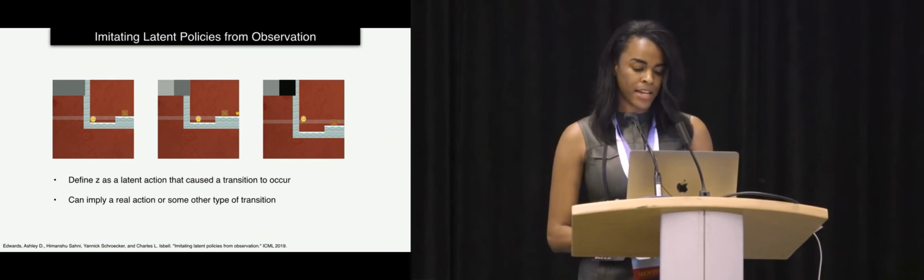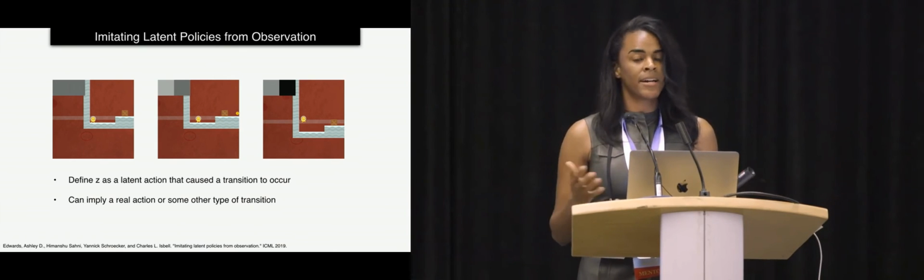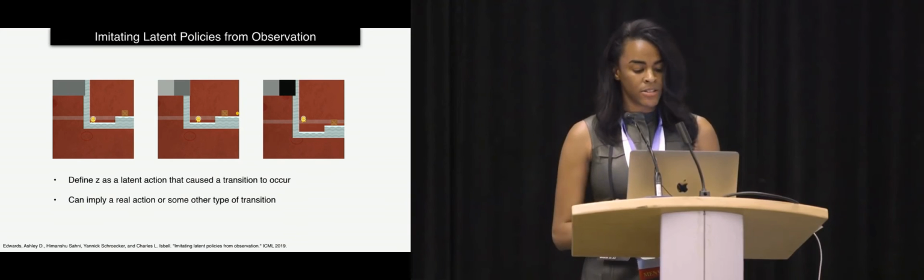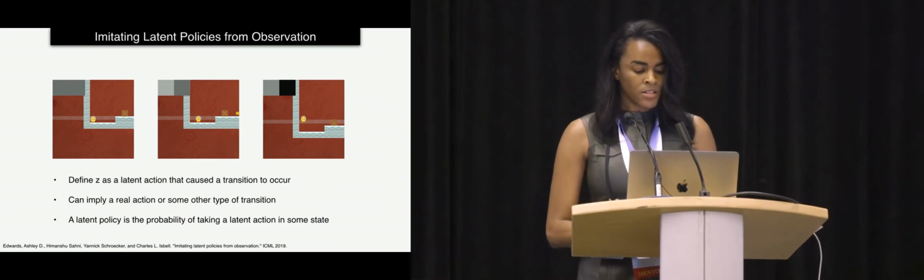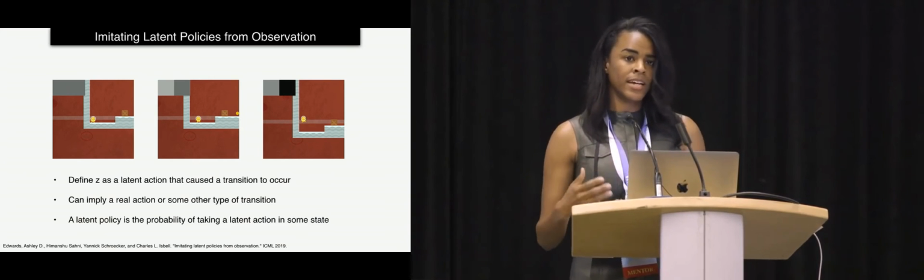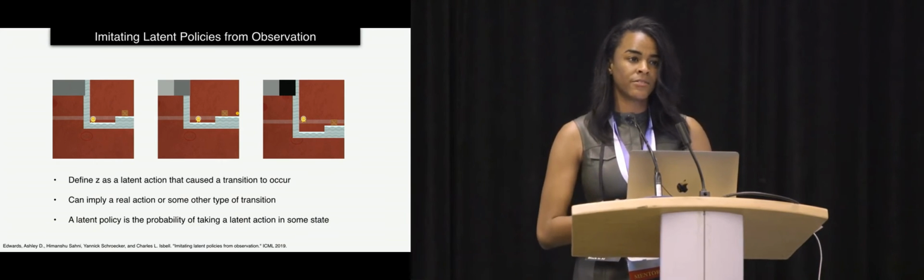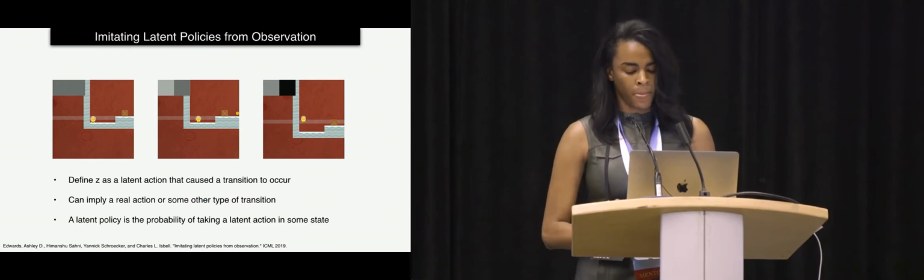For example, maybe my agent can bump into the wall. That might not be an action that I can really take, but it's something that I observe in my demonstration. So what I'm going to try to do is learn a latent policy, which tells me the probability of taking each of these different latent actions in the world.